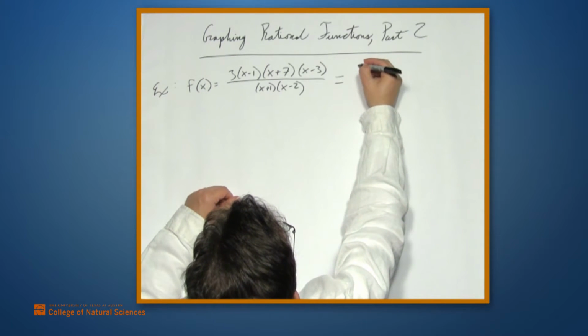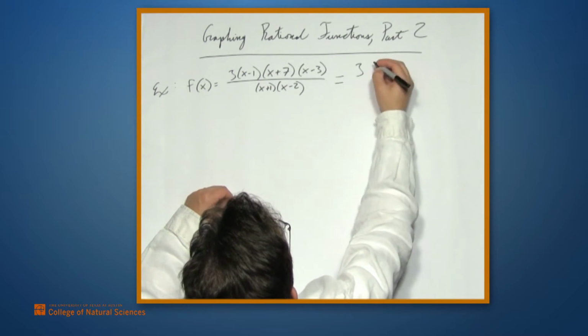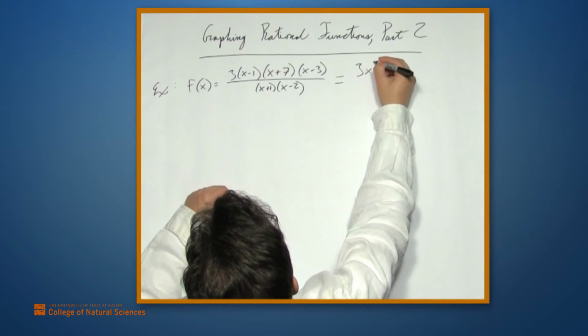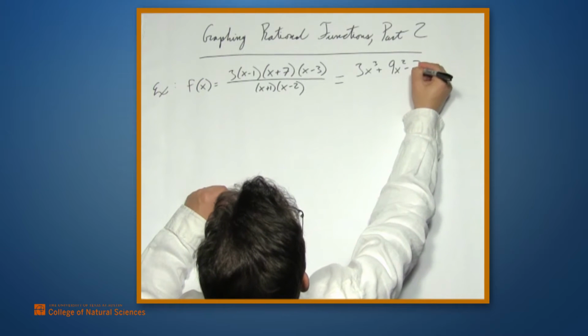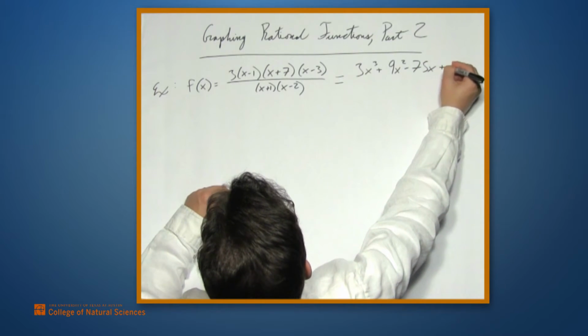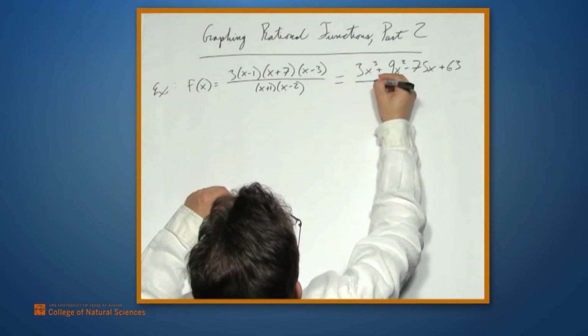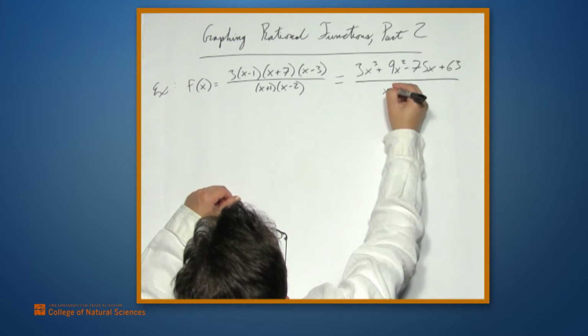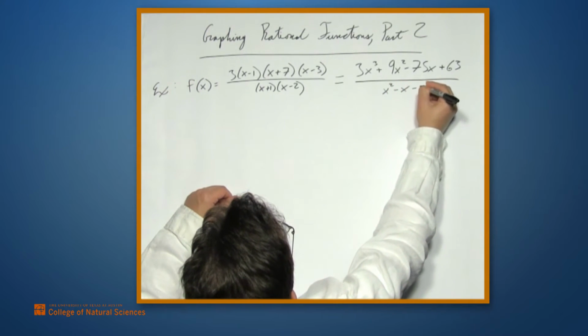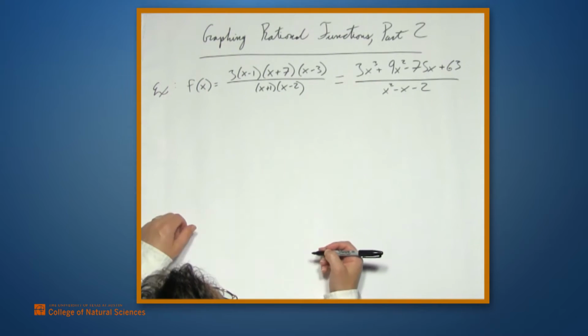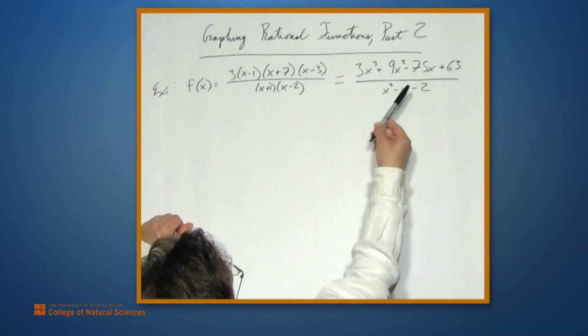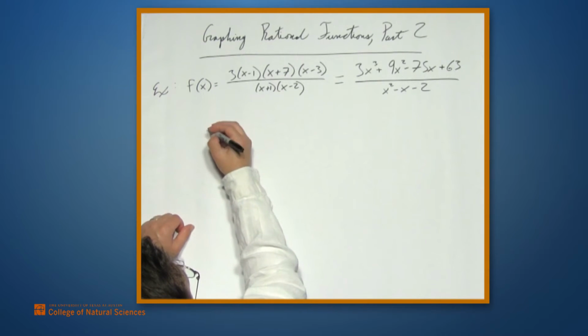So I'll leave it to you to verify that the numerator, when you expand it, is 3x cubed plus 9x squared minus 75x plus 63. And the denominator is x squared minus x minus 2. Now that extra step that we're going to do here is polynomial long division. So we're going to divide the numerator by the denominator.